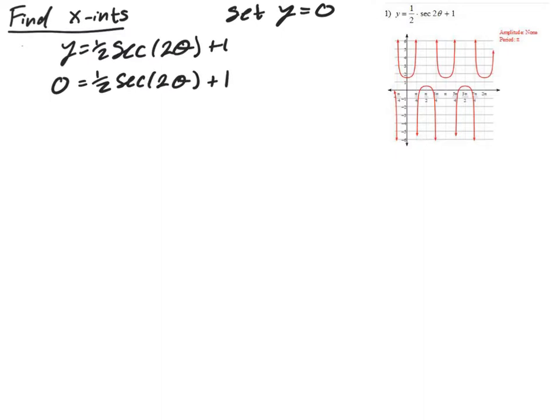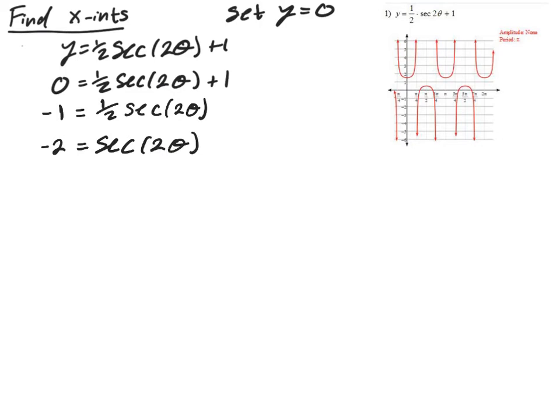I now want to work on isolating this secant 2 theta. So I'm going to subtract 1 from both sides. So we get -1 equals 1/2 secant of 2 theta. And then I'm going to multiply both sides by 2. So we'll get that -2 equals secant of 2 theta. All right.